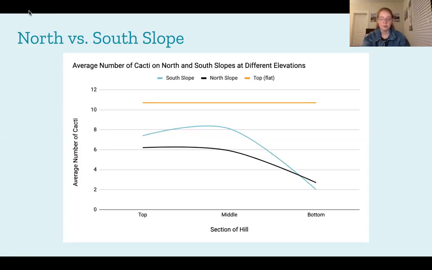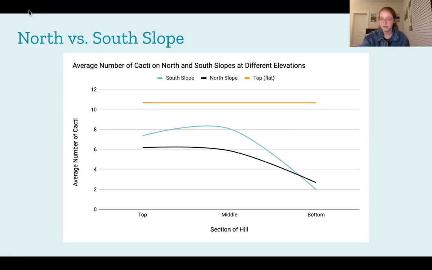And then to compare the north and south slopes overall, the yellow line on this graph is when we did the 9 throws on the very top of the hill, just to find the average cacti distribution on the very top. And that was about 11 cacti in each quadrat that we threw. So that's just a threshold line. And then to compare the north and south facing slope lines, the blue one is the south slope. Overall, there are more cacti on the south slope than on the north slope, which is the black line.